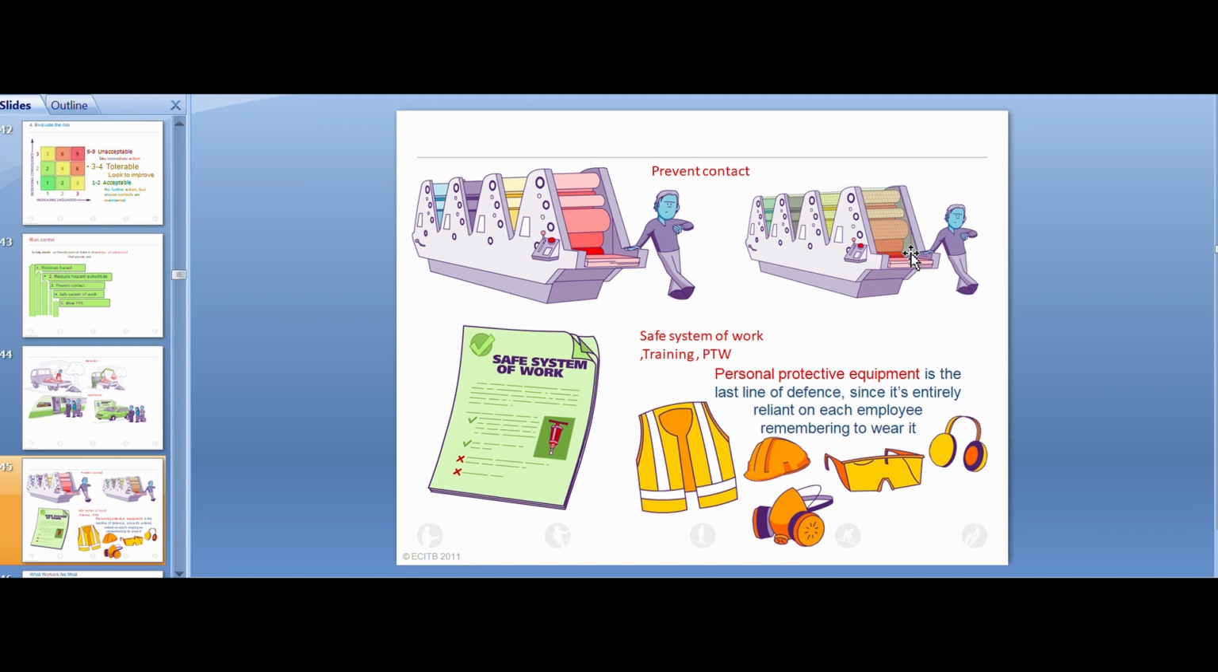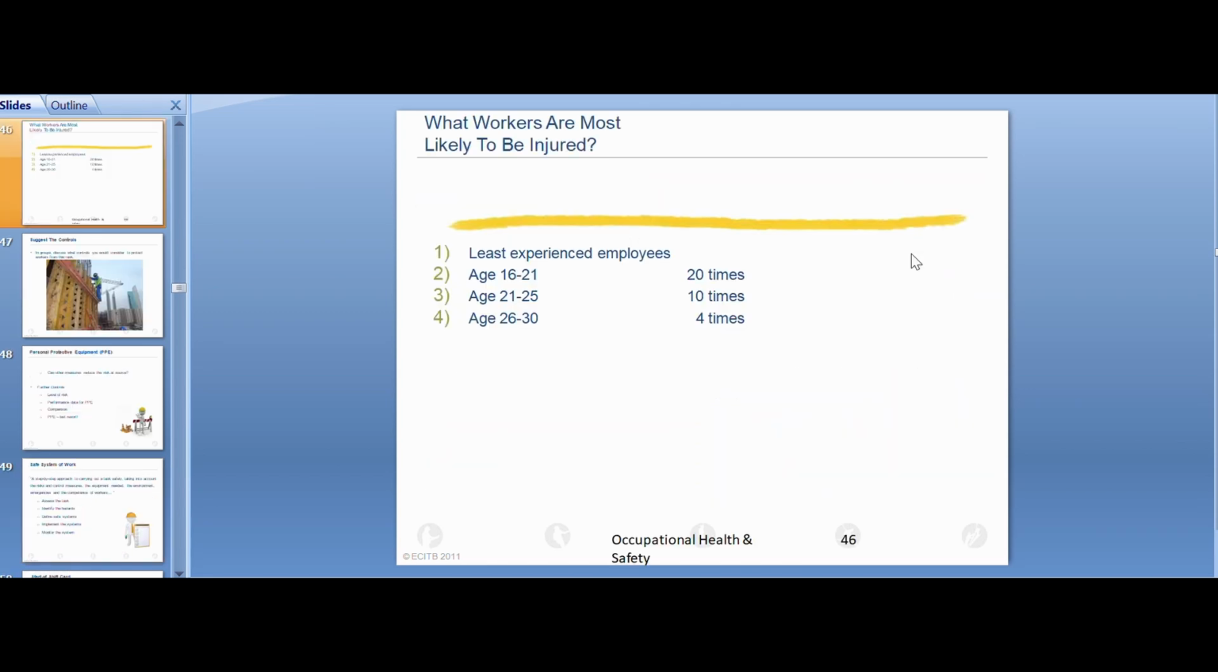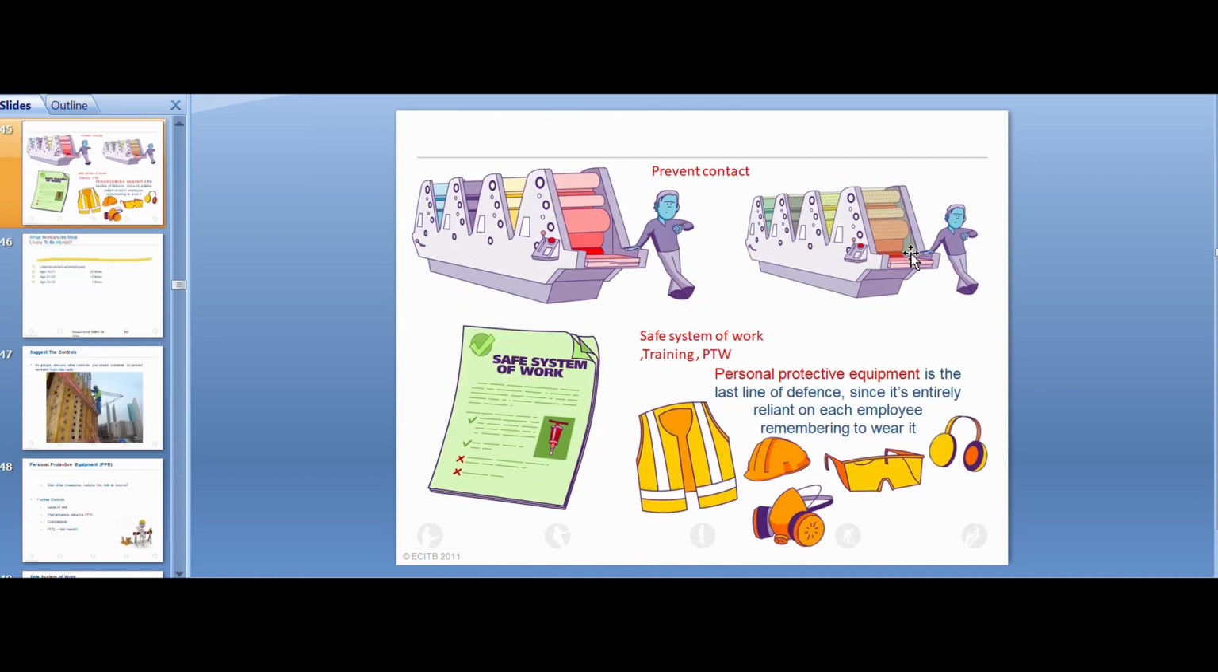Then safe system of work, like we have to provide proper training, proper inspections, proper safety investigation of incidents or accidents, and permit to work. All that will be considered a safe system of work. If we are doing these, then we will do the safe system of work better. Then the remaining hazard we will cover by the PPE.